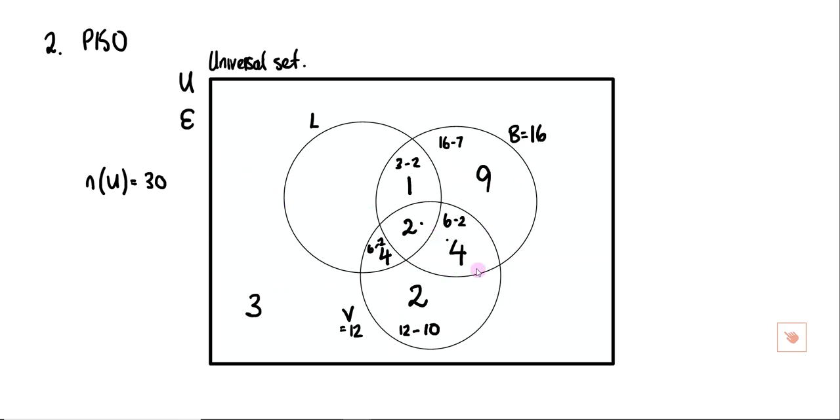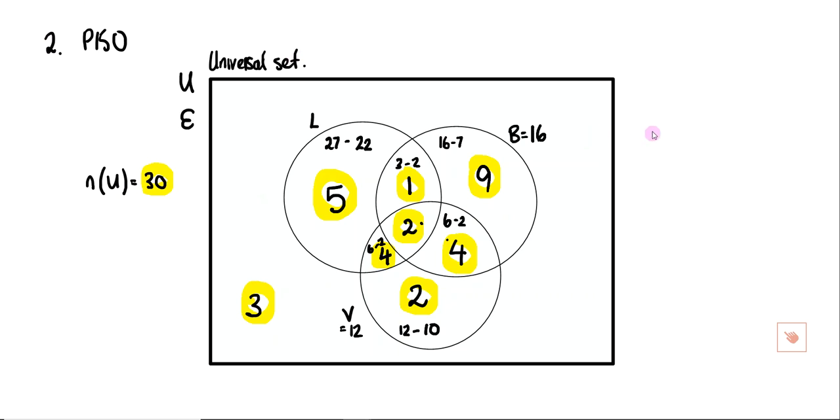Actually, the circles must add up to 27. So I've got 27 minus, add up all of these: 10, 12, 16, 18, 22. So it's 27 minus the 22, which makes 5. So they are all my values in: 5, a 1, a 9, a 2, 4, 4, 2, 3. And they should all add up to my 30. Okay.